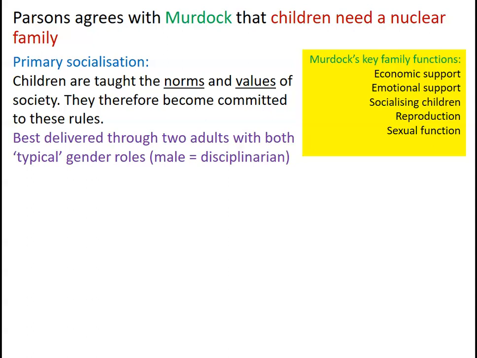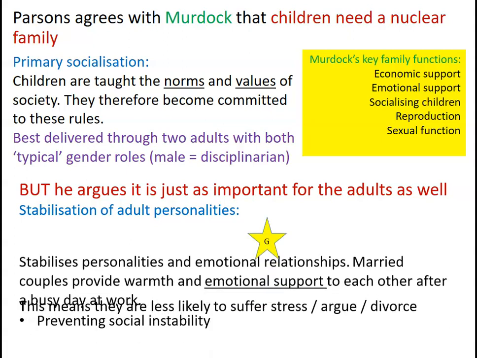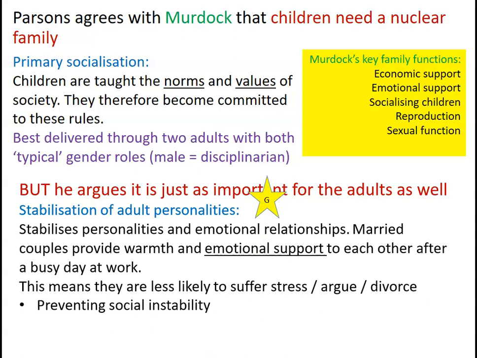What's interesting about Parsons is that he also emphasizes that the nuclear family is just as important for the adults as well. He called this the stabilization of adult personalities. So there's that G in the star again. Please add stabilization of adult personalities to your glossary along with the definition. What Parsons means by this is that the family stabilizes personalities and provides a nice emotional relationship. So it stabilizes emotional relationships.